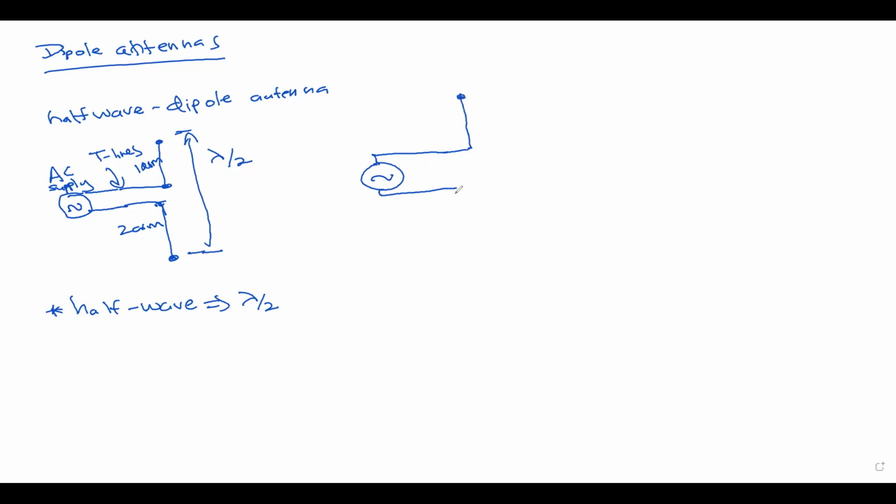The voltage will form in such a way that it will be maximum along the edge of the antenna arm. At the top of the antenna arm, the voltage will be maximum, and in the bottom arm, the same voltage wave will be generated, with the voltage maximum at the bottom end of the conductor. So voltage maximum happens here, voltage maximum happens here, and voltage minimum happens here.